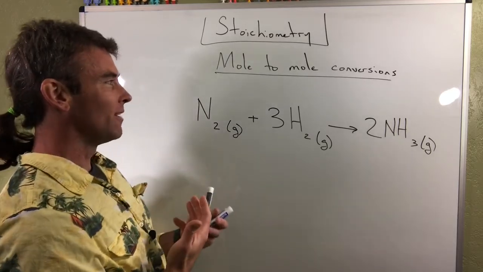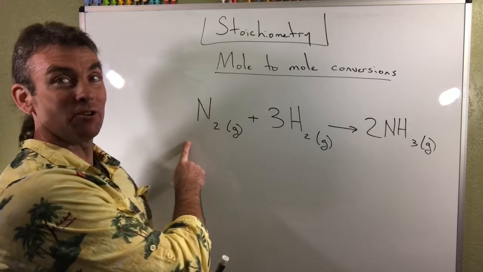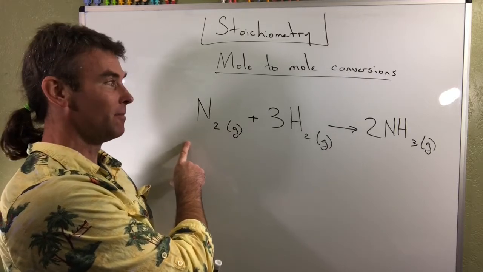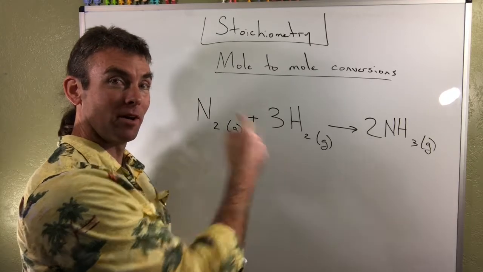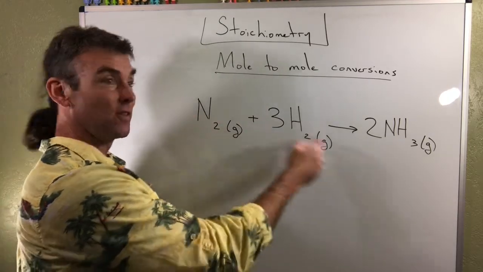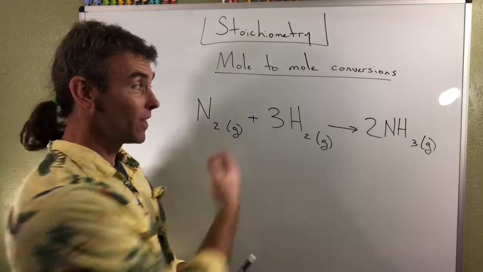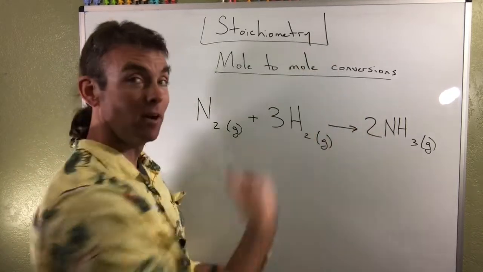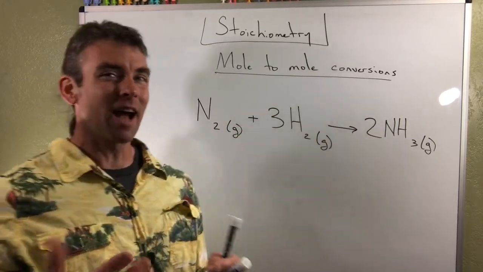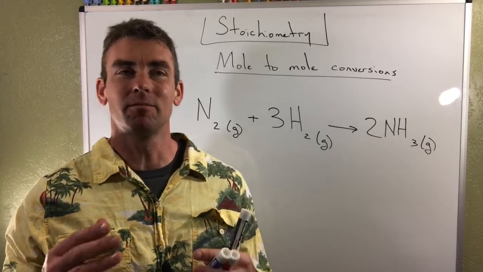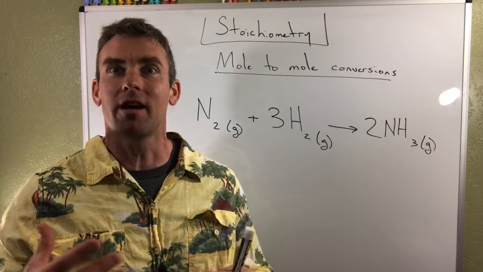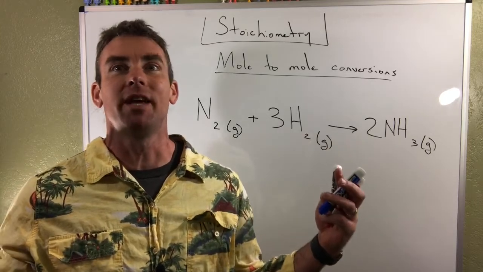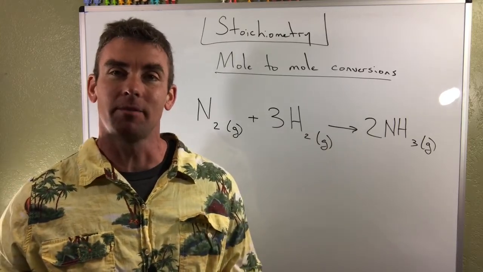So what happens if, let's say, I have 2 nitrogens now, right? Well, that means that I would then need 6 hydrogens. I pretty much in my head multiplied everything through by 2. Turns out that in that case, I would form 4 ammonias. The problem is that we're not usually talking about just simple single molecule conversions. We're talking about big giant numbers of things, and that's where the mole concept comes in.